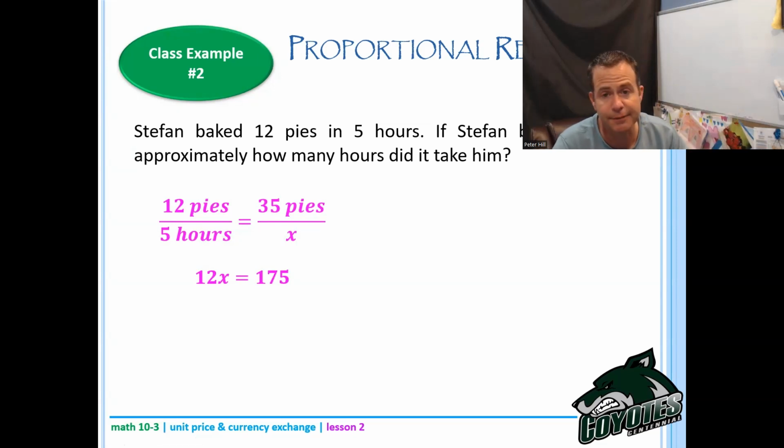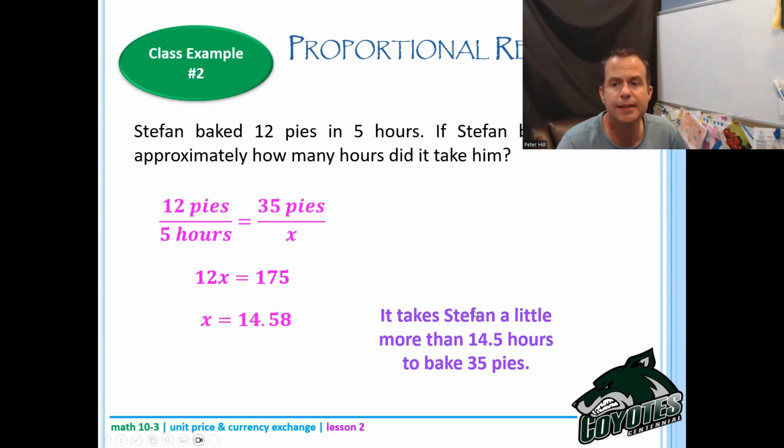Now, algebraically, I have to get rid of the 12, so I'll divide both sides by 12. And that gives me 14.58. So I'm going to conclude that it takes Stefan just a little over 14.5 hours to bake 35 pies. Okay, a little over 14.5 hours. Okay, awesome.